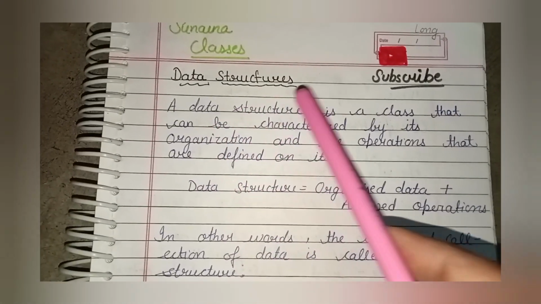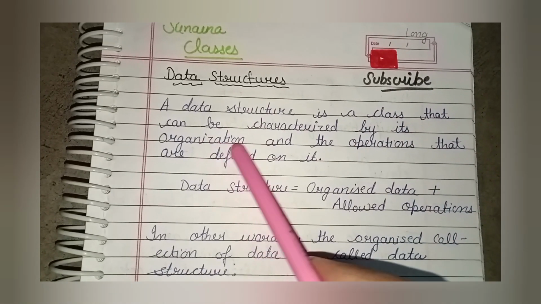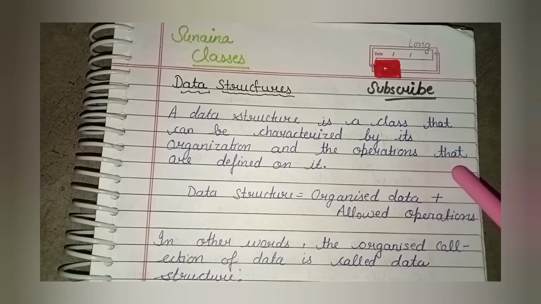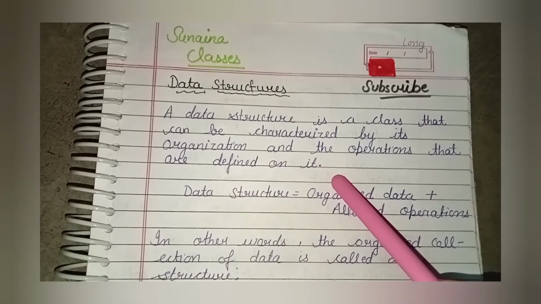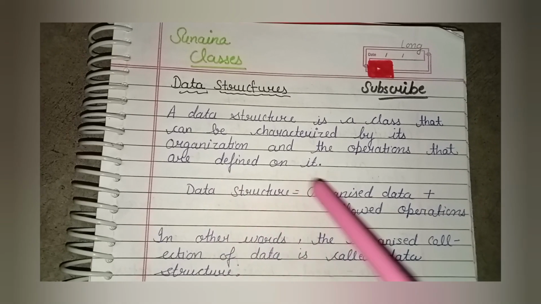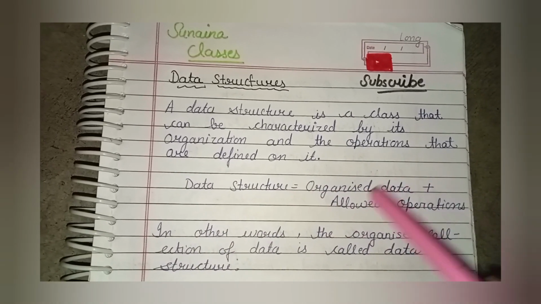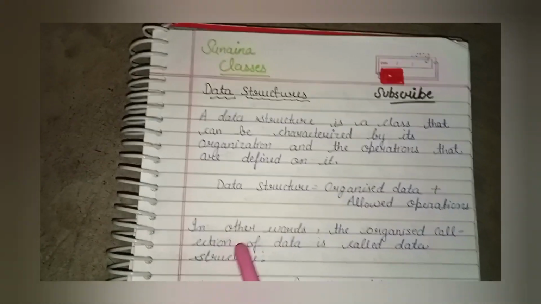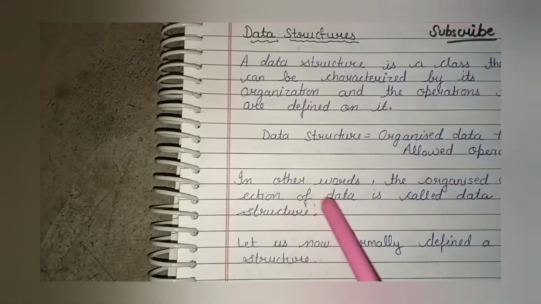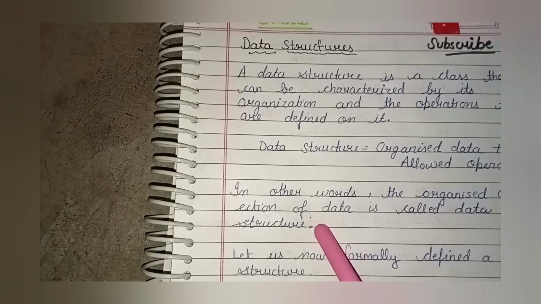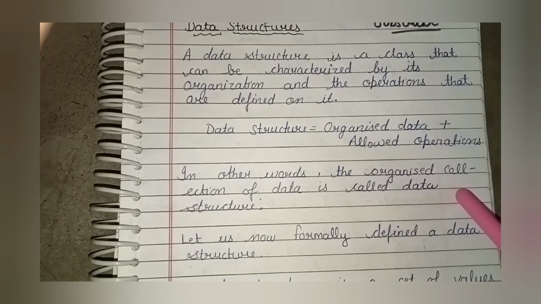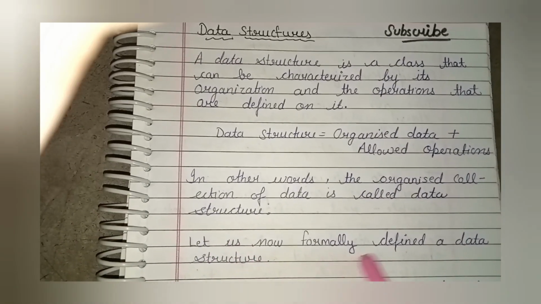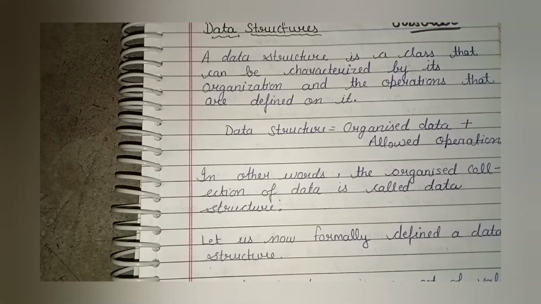A data structure is a class that can be characterized by its organization and the operations that are defined on it. Data structure equals organized data plus allowed operations. In other words, the organized collection of data is called a data structure. Let us now formally define a data structure.